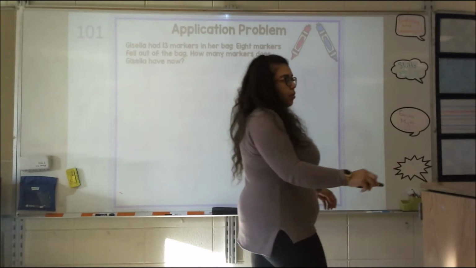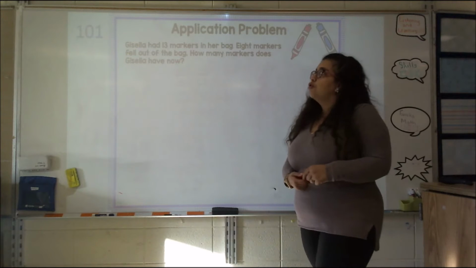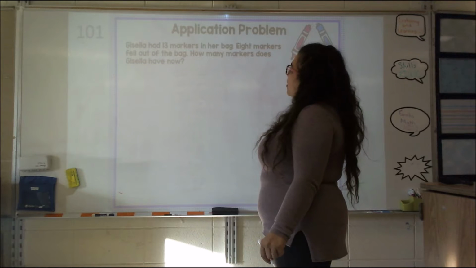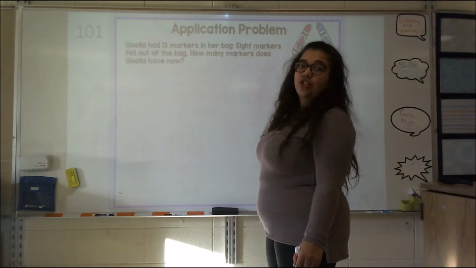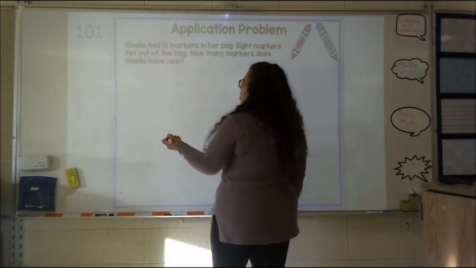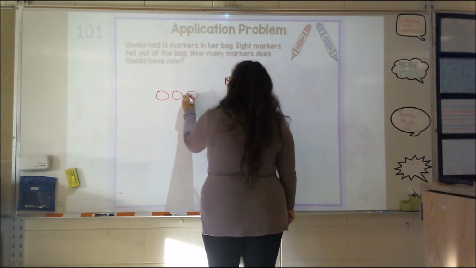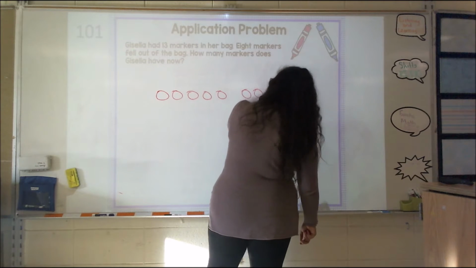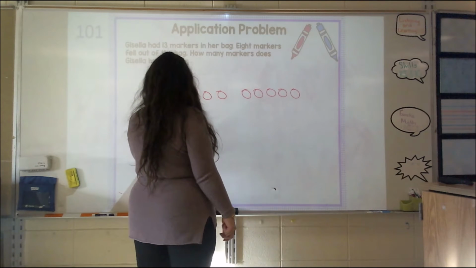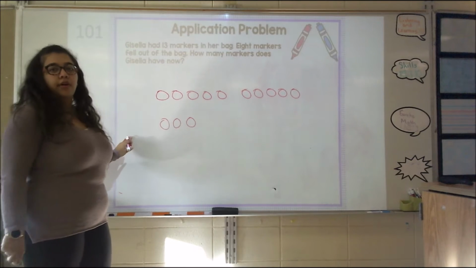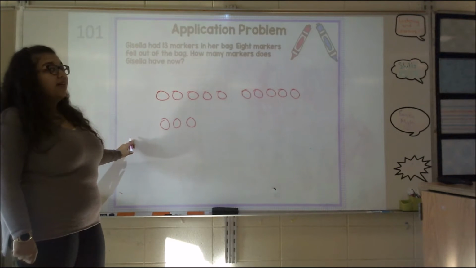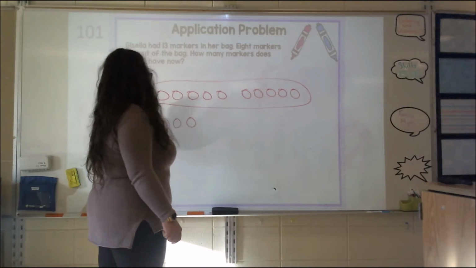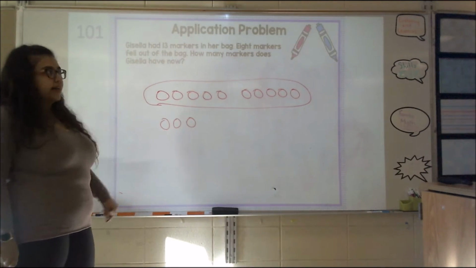All right, so let's go work through this together. Let's read. Gisela had 13 markers in her bag. 8 markers fell out of the bag. How many markers does Gisela have now? Well, let's draw to represent Gisela's markers. 1, 2, 3, 4, 5, 6, 7, 8, 9, 10, 11, 12, 13. We see 13 beautiful markers for Gisela. We have come to know that once we see this group of 10, we bunch it up together so that way we can recognize it as a group of 10.